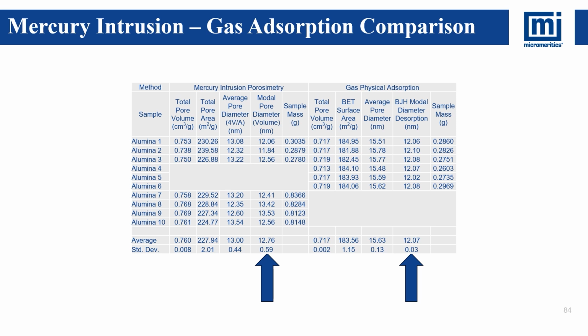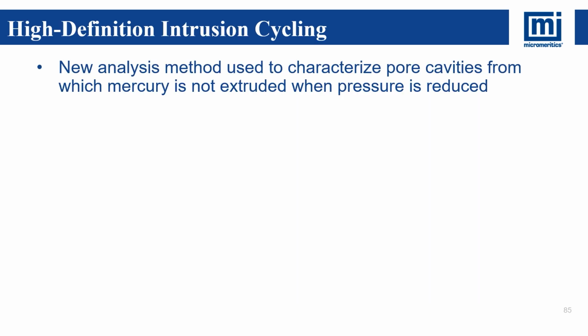Now, previously we had a webinar where we talked about a new method for determining more information about the pore structure and isolating the volume of mercury filling the throats versus that filling cavities through throats of different sizes, our high definition intrusion cycling. And we're going to basically take advantage of the mercury that is not extruded when pressure is reduced.